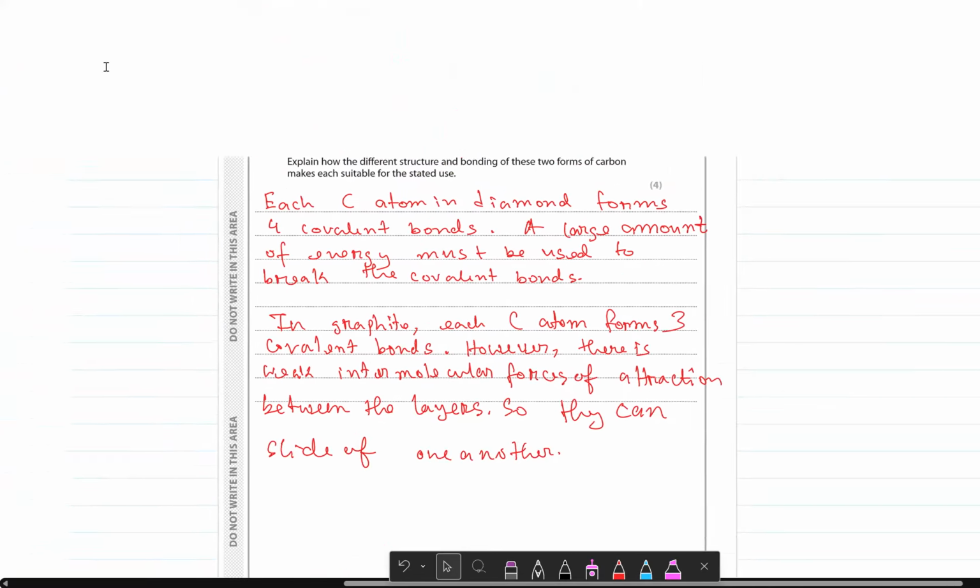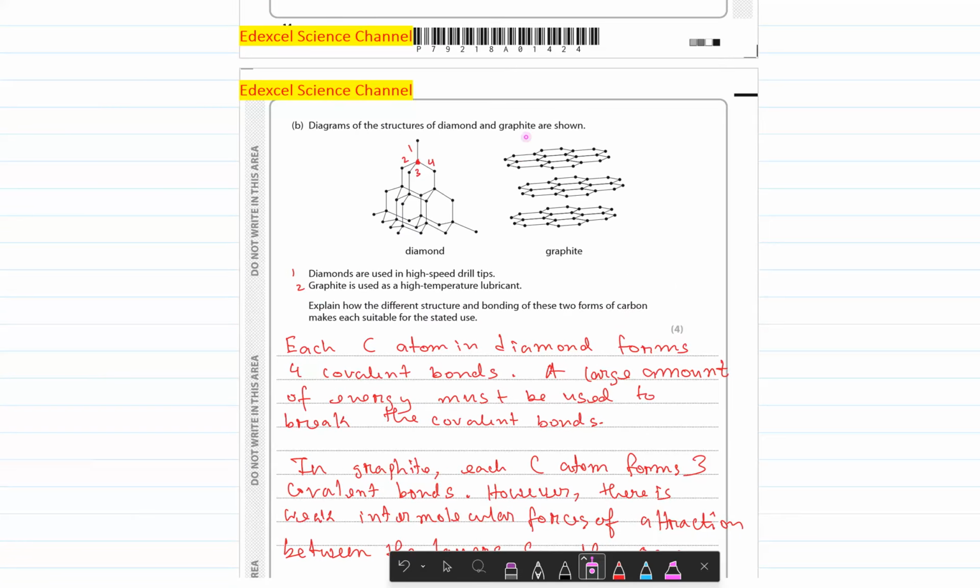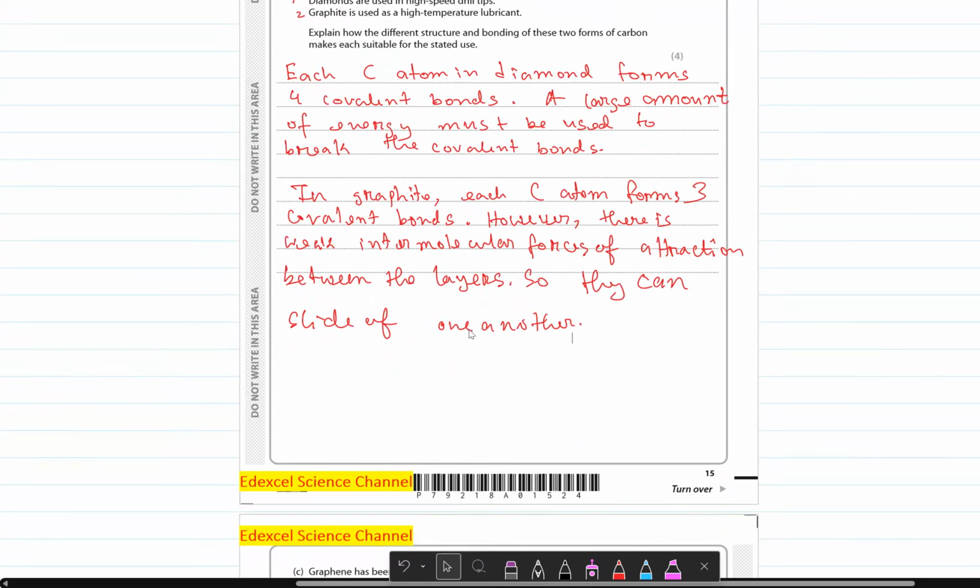Okay. Even though they have strong covalent bonds inside the layers or within the layers, but they have weak intermolecular forces between the layers. Okay, so the layers can slide over each other, acting as a lubricant.